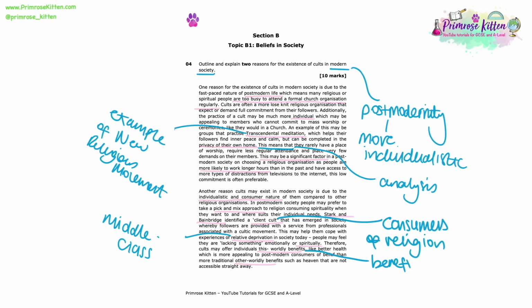So that might be promises of performing better at work, being happier in your marriage, or being healthier, as opposed to what we refer to there as other worldly benefits, which are offered within more traditional religious beliefs such as Christianity, which is the idea of things like heaven when you die. That tends to be more appealing to those who are suffering on earth, maybe more likely to be appealing to the materially deprived.